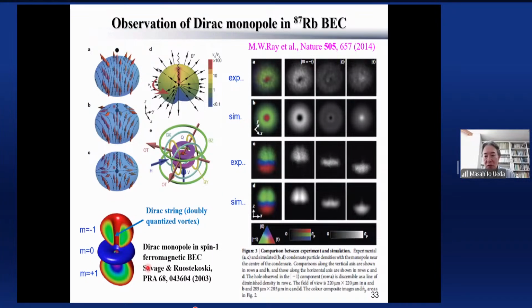The right panel shows the experimental results and the corresponding numerical simulations. So this is the numerical simulation, and these are the experiments. So we indeed find that the m equals -1 component has a doubly quantized vortex, the m equals 0 component has a singly quantized vortex, and the m equals 1 component has no vortex.